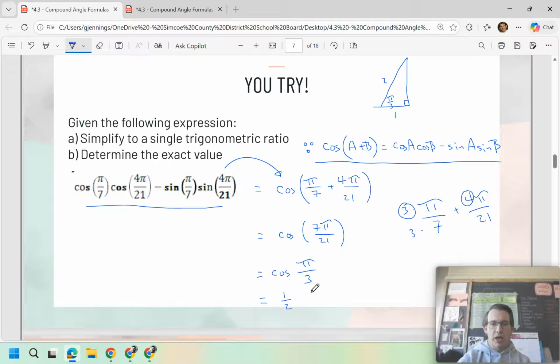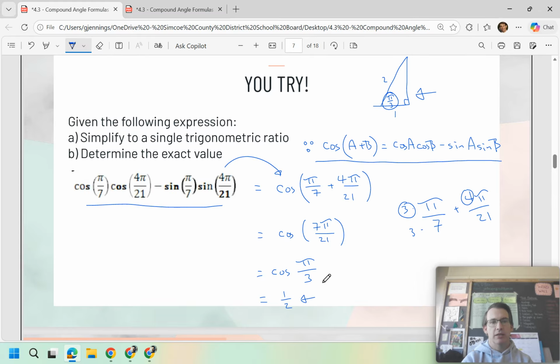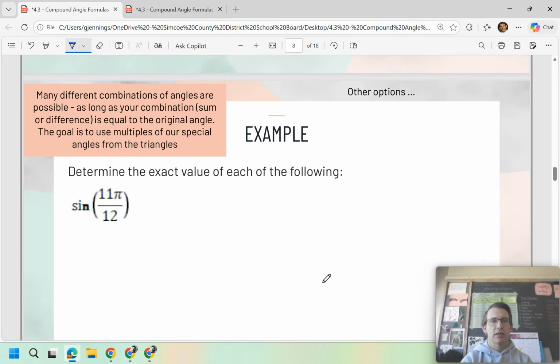And then cos pi on 3 is 1/2. And I just imagine my pi on 3 angle there, it's 60 degrees. But I don't tell you that. That'd be obscene. Okay, questions about this one? Keep going? Yeah, let's keep going.